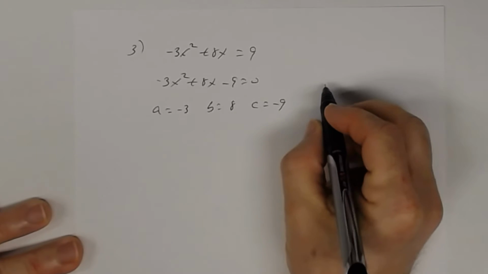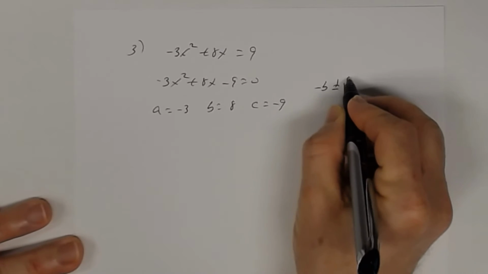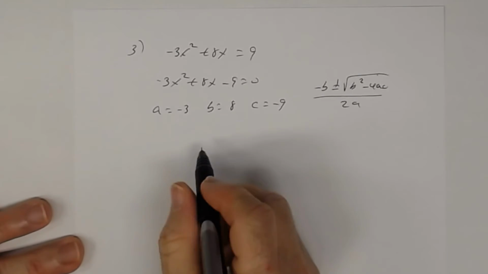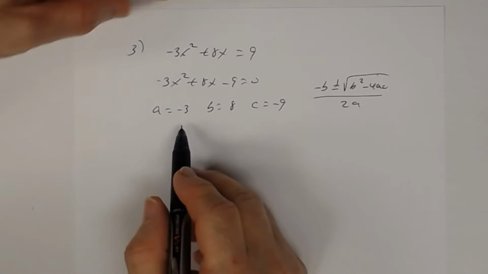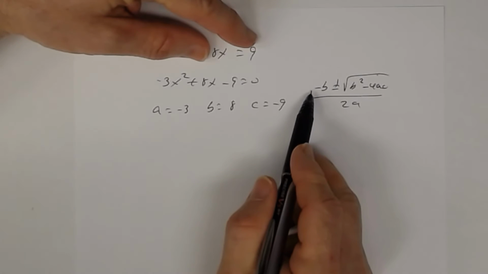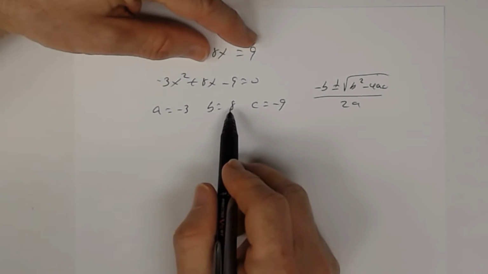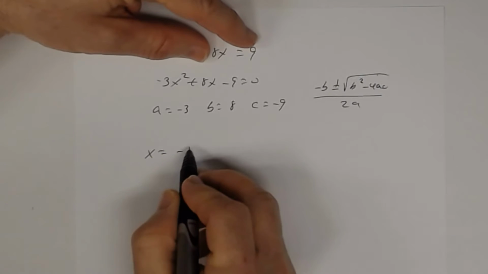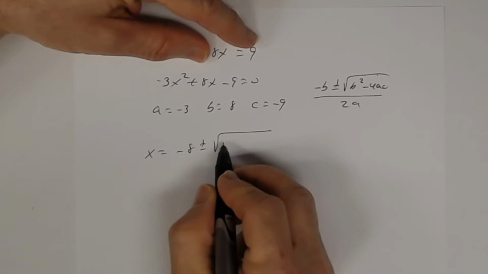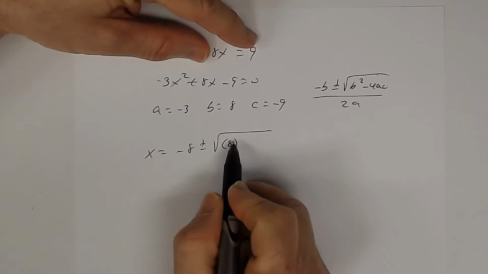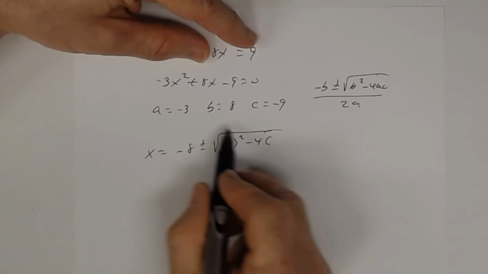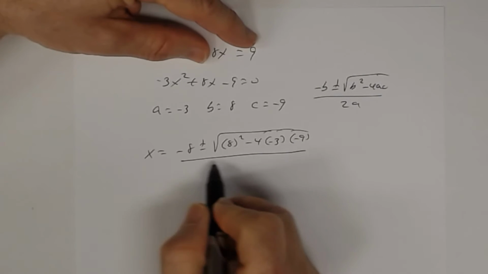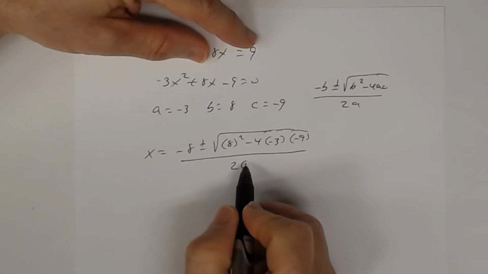All right, using the quadratic formula, remember the quadratic formula is negative b plus or minus the square root of b squared minus 4ac, all divided by 2a. And so when you substitute, you have the opposite of b, which is, if b is 8, the opposite of b is negative 8. So x equals negative 8 plus or minus the square root of b, which is 8 squared, minus 4 times a, which is negative 3, times c, which is negative 9, all divided by 2 times a, which is negative 3.